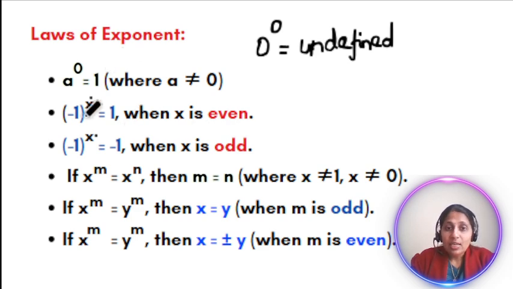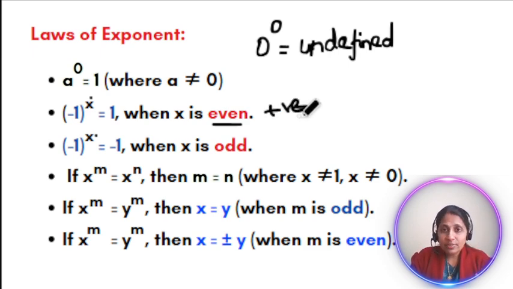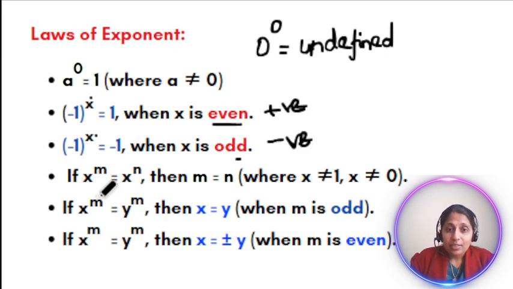The next is, a negative number raised to an even power always gives you a positive answer. Since the power is even, all the negative signs will pair up and it will always give you a positive answer. In case the negative number is raised to an odd power, then you will get a negative answer.